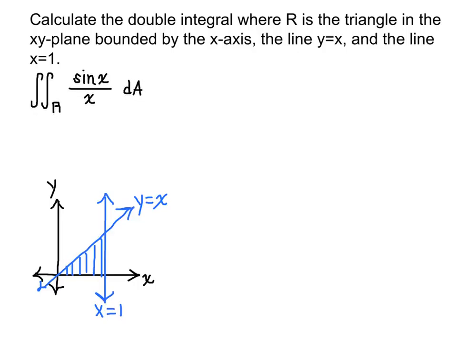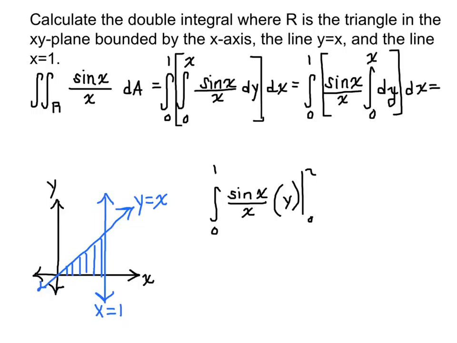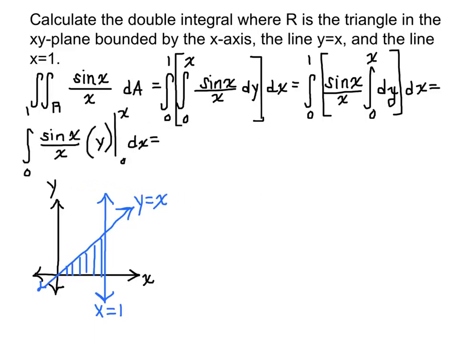Well, this is going to be equal to, and I think I'll write it down here. We're going to integrate from 0 to 1, that's our outer integral. Our inner integral is going to go from 0 to x. And our height function is the sine of x over x. And the inner variable of integration is dy. We put a bracket around this because this integration is going to give us, we have a dx on the end.